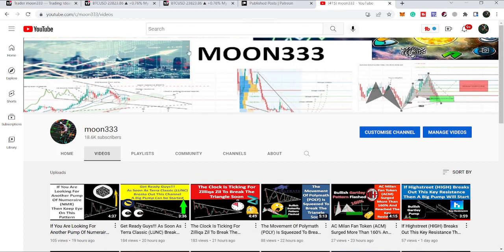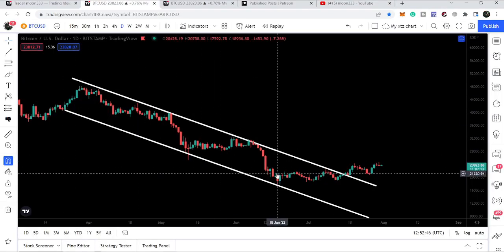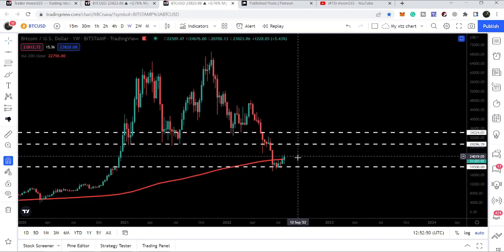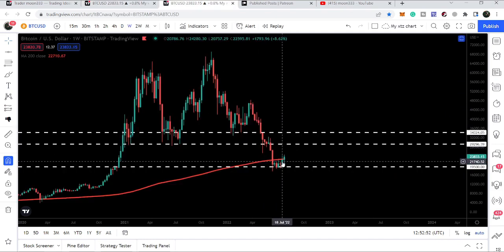In my previous videos, we have been watching this big breakout from this down channel, and right now on the weekly time frame chart, Bitcoin is breaking out this weekly simple moving average 200. And the next few hours can be very important because this candlestick is about to close, and in today's video we will take a look at this move.